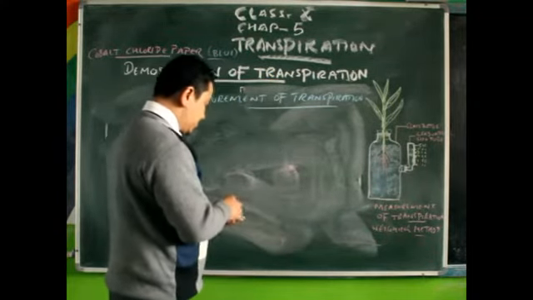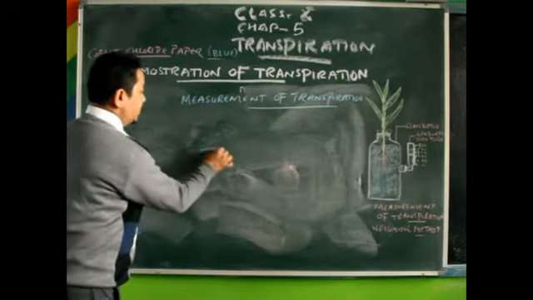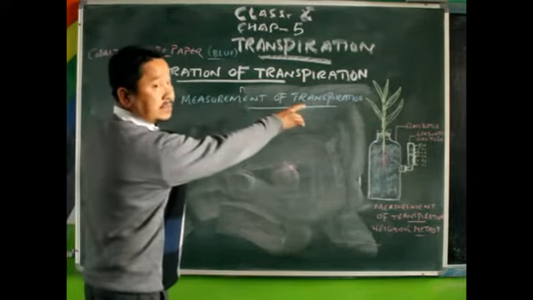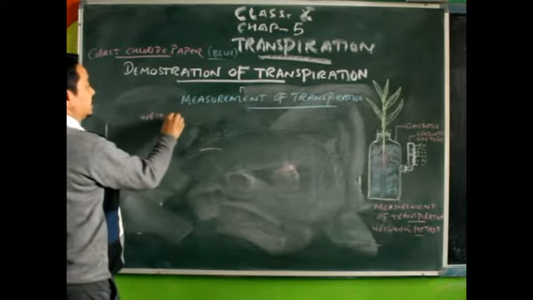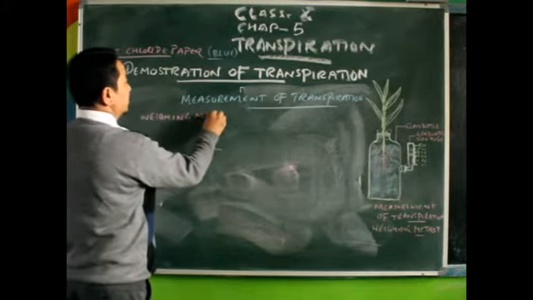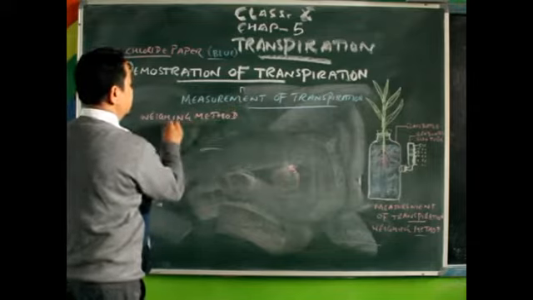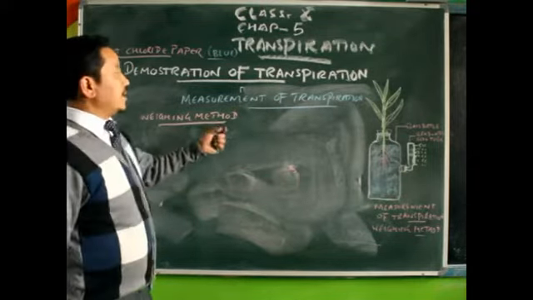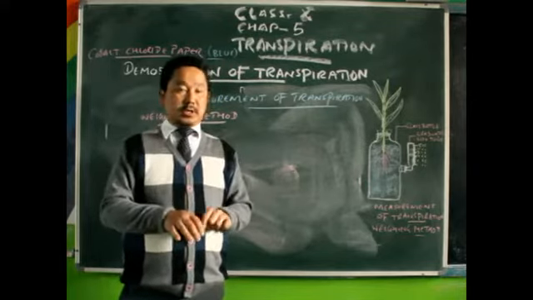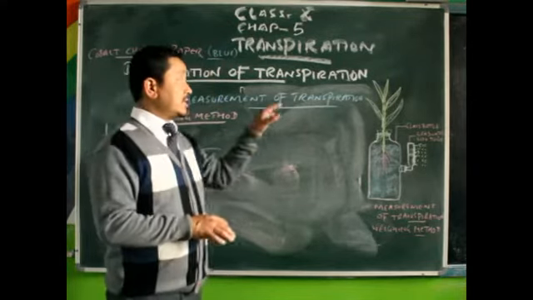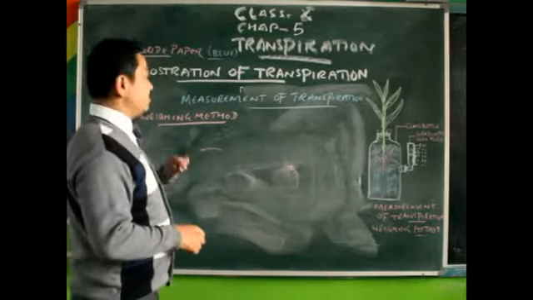Okay, first of all, again just take a water bottle. So we are doing the measurement of transpiration. First we can take the weighing method. By this method you can measure the loss of water from the plant body. That means measurement of transpiration by weighing method.